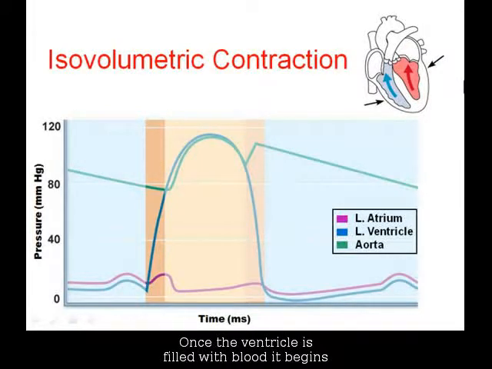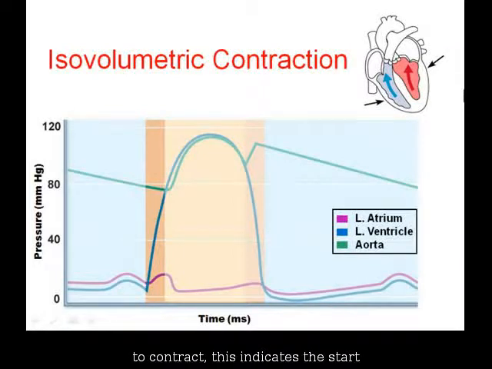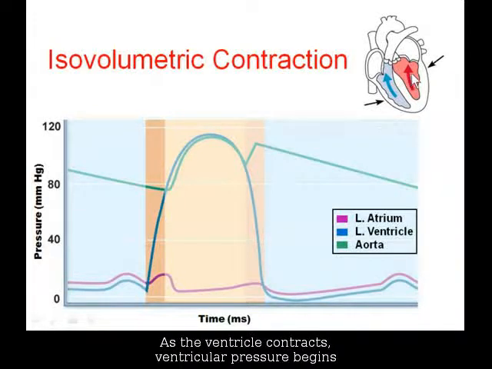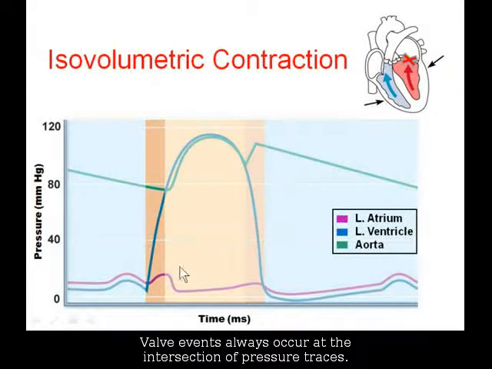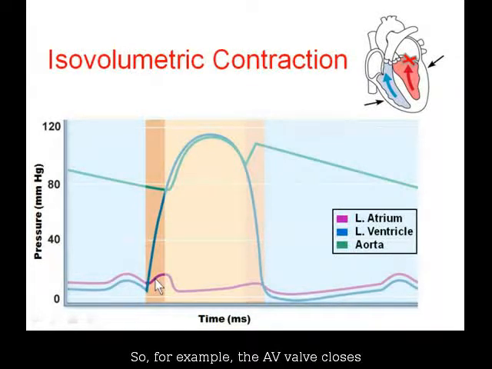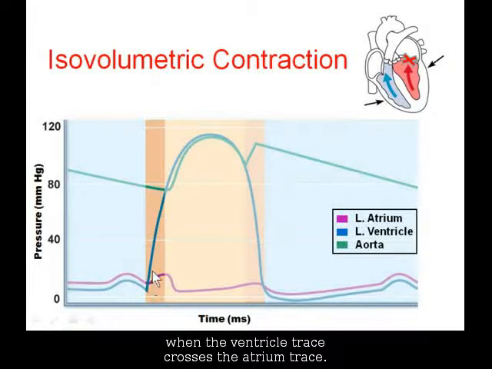Once the ventricle is filled with blood, it begins to contract. This indicates the start of isovolumetric contraction. As the ventricle contracts, ventricular pressure begins to rise, which forces the AV valve closed. Valve events always occur at the intersection of pressure traces. So, for example, the AV valve closes when the ventricle trace crosses the atrium trace.